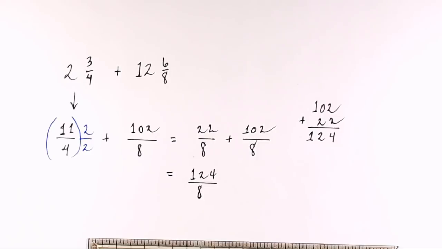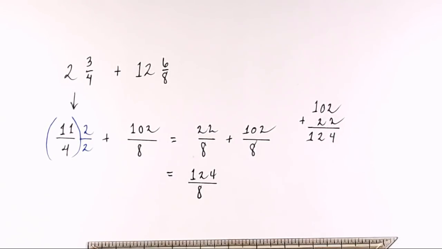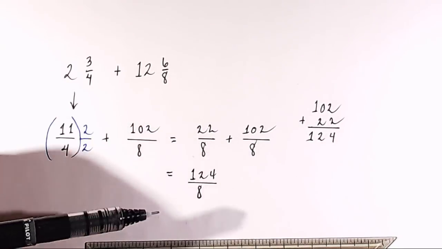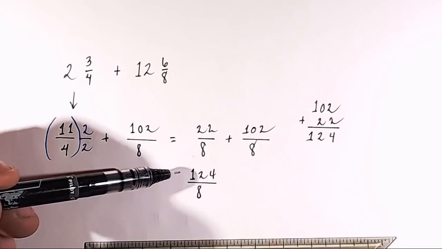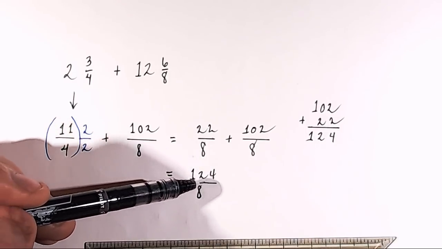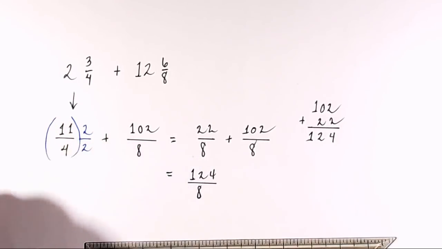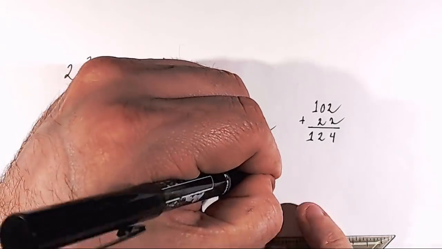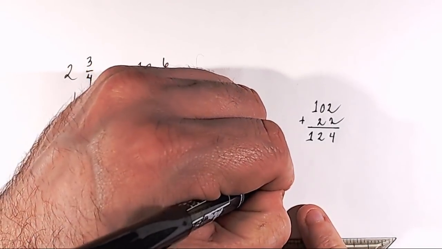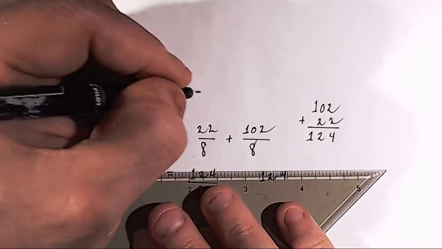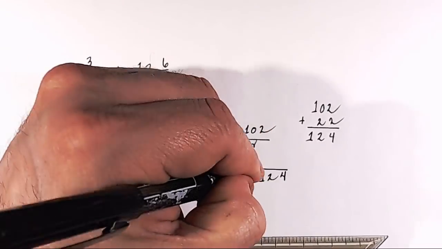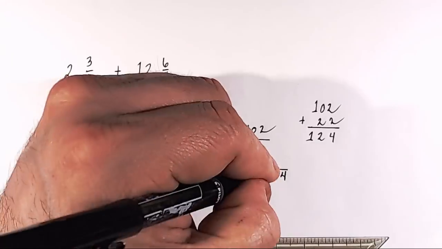And now the thing is, the answer choices that you're given on the TSI will be in proper fractions. So now we've got to turn this improper fraction back into a proper fraction. And if you read this out in English, it tells you what to do. 124 divided by 8. So we'll do that. Long division. 124 divided by 8.